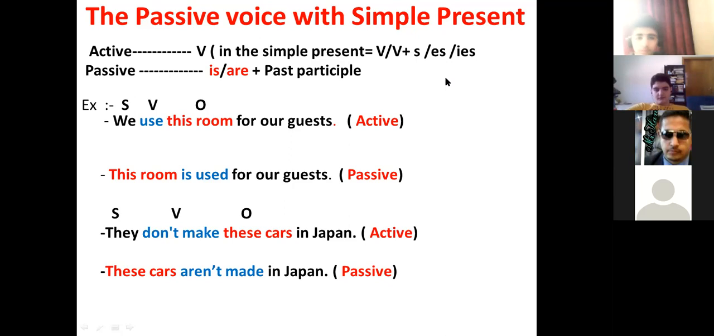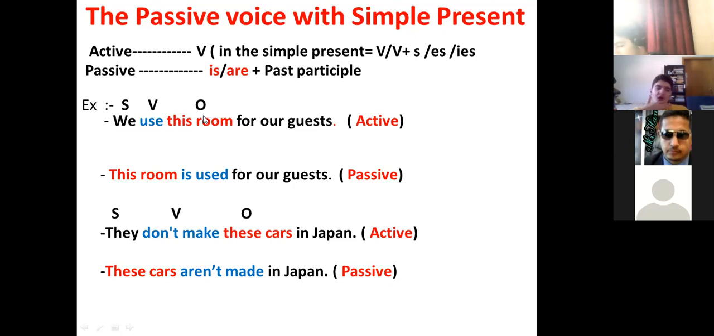How can I change a sentence in the active form in the present simple to the passive form? To the passive form, we are required to use this rule: is or are plus past participle. Let's apply this rule on this sentence: we use this room for our guests. At first, I should determine the parts of speech: subject, verb, object. This is the first step. Determine the part of speech.